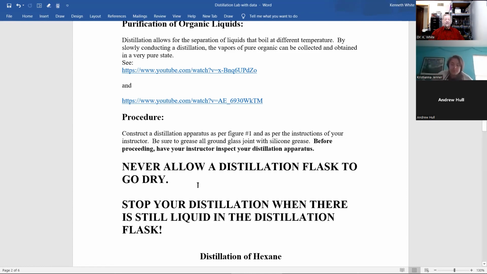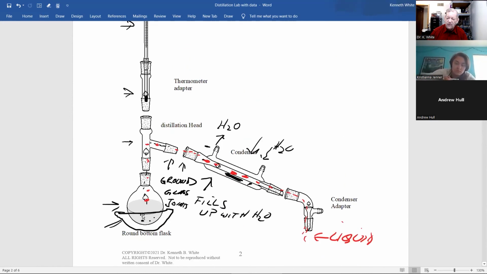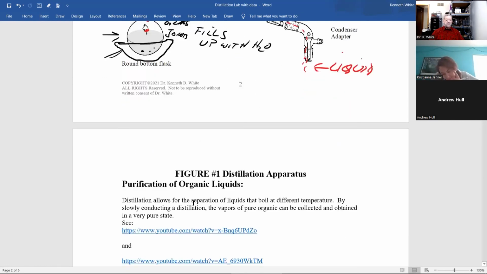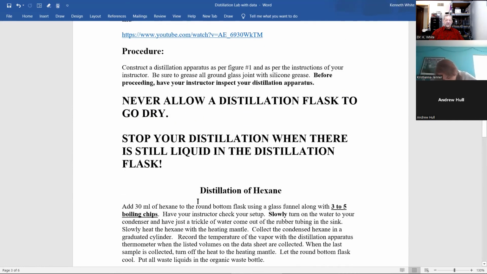And one other thing that I warn students in this lab, they're only supposed to collect so much. You never want the distillation flask, the round bottom here, to go dry, distill everything off, because you may have residue left over that will blow up. So you never let it go dry, because it could explode on you. Never happened to me, but that's a safety thing.